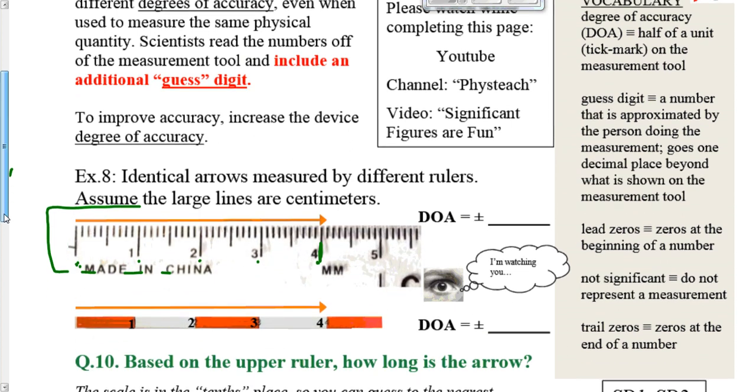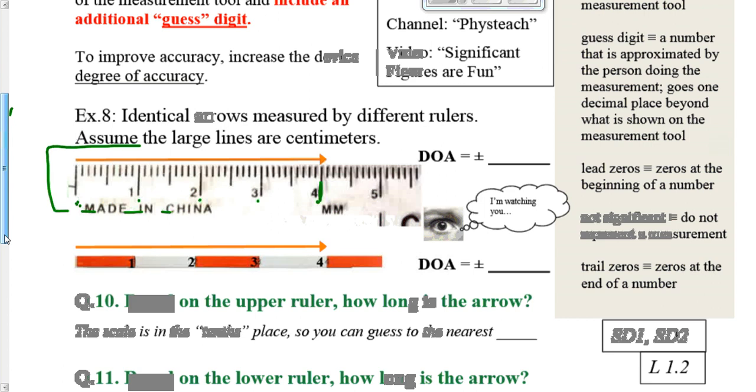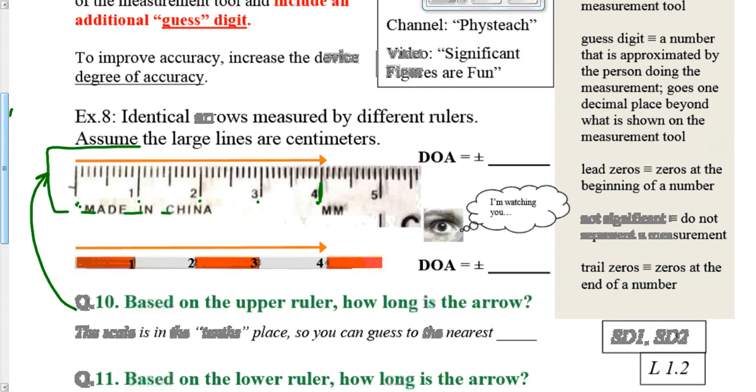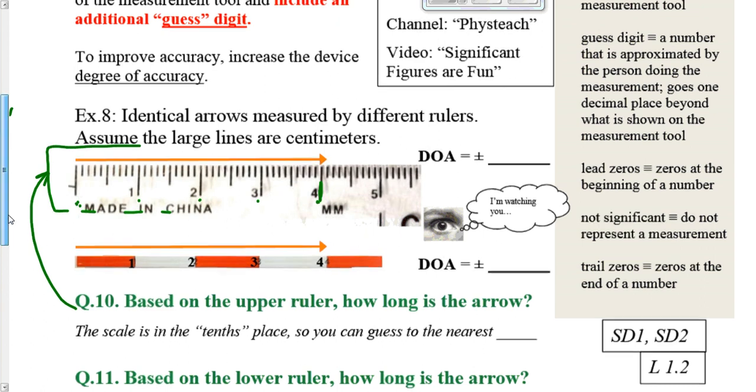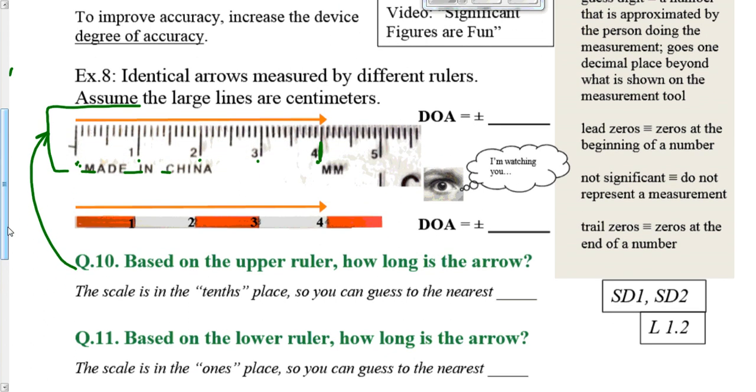Actually, if you come down to question number 10, which is based on the upper ruler, that's the one we're looking at. How long is the arrow? Well, you'll say 4. Let's say most reasonable observers will say 4. But then there's a point. What comes after the point? Well, that's the part where we have to start thinking a bit more. 4 point what? Well, is it all the way to the 0.1? This is the 4.1 line. So is it all the way to the 4.1?